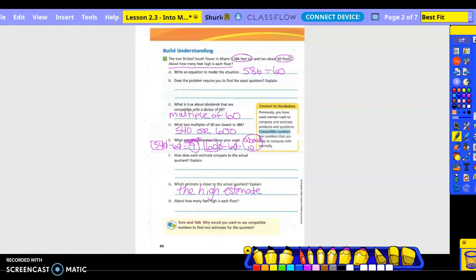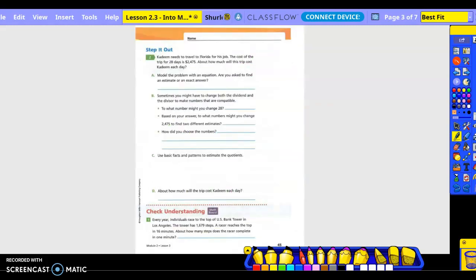About how many feet high is each floor? So about 10 feet. Step it out. Number 2. Kadeen needs to travel to Florida for his job. The cost of the trip for 28 days is $2,475. About how much will this trip cost Kadeen each day? Follow the problem with an equation.